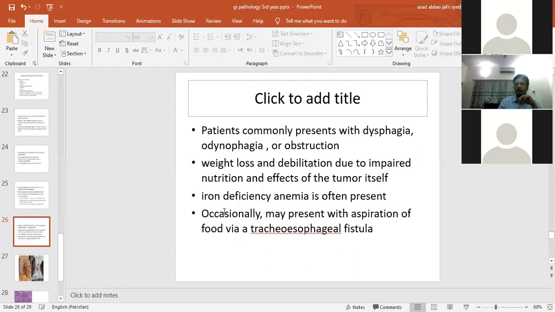Patients commonly present with dysphagia, obviously, because of the narrowing, odynophagia or obstruction, and debilitation due to bad nutrition and effects of the tumor itself are common. Iron deficiency anemia is often present, and occasionally the patient may present with aspiration of food via tracheoesophageal fistula.